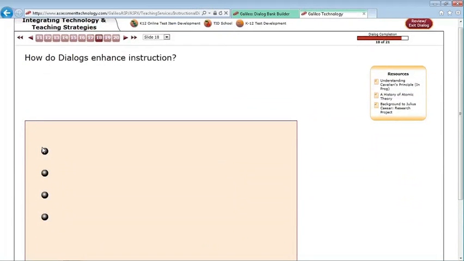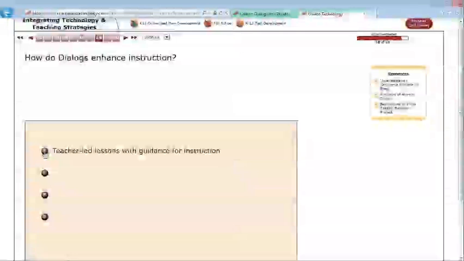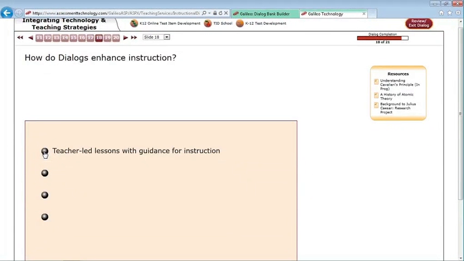How do dialogues enhance instruction? Well, one of the things is teacher-led lessons with guidance for instruction. I'm going through a teacher-led lesson right now. You're my audience, you're hearing and seeing the things I'm sharing with you, just as students in a class would, just as your colleagues would if there were a presentation for them. This is something that's going to be more presentational.